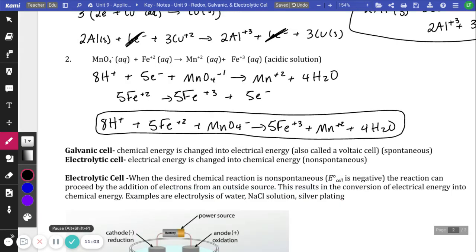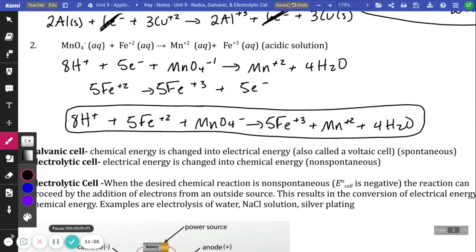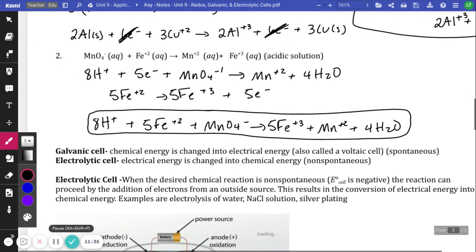Okay, so when I did it, I got 8H+ plus 5 Fe2+ plus MnO4- yields 5 Fe3+ plus Mn2+ plus 4H2O. Okay, so really where we're going to be doing this is these redox reactions tie directly into electrochemistry, because we can use a redox reaction to drive an electrochemical reaction and create electricity, essentially. So it is going to be important that you do understand redox reactions for this unit.